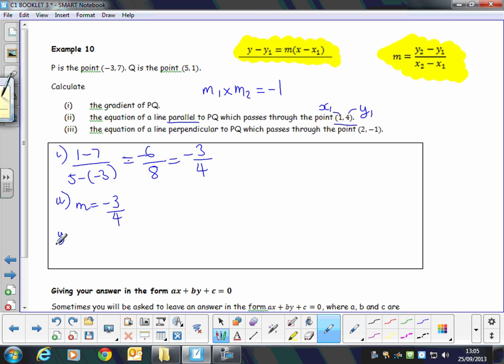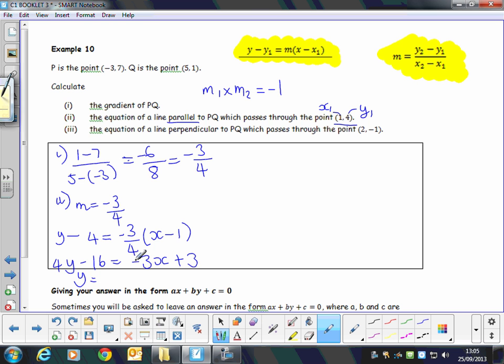So I've got y minus y1, which is 4, so y minus 4 is equal to m, which is minus 3/4, and then x minus x1, so x minus 1. Then I can multiply by 4 on both sides, so I'm going to get 4y minus 16 is equal to, and then expand the brackets on this side, minus 3x plus 3. I want to get this into the form y equals mx plus c, so I'm going to take everything over to the other side.